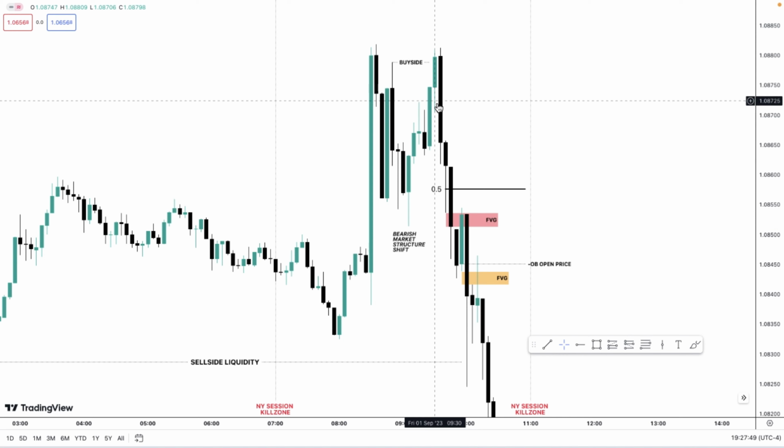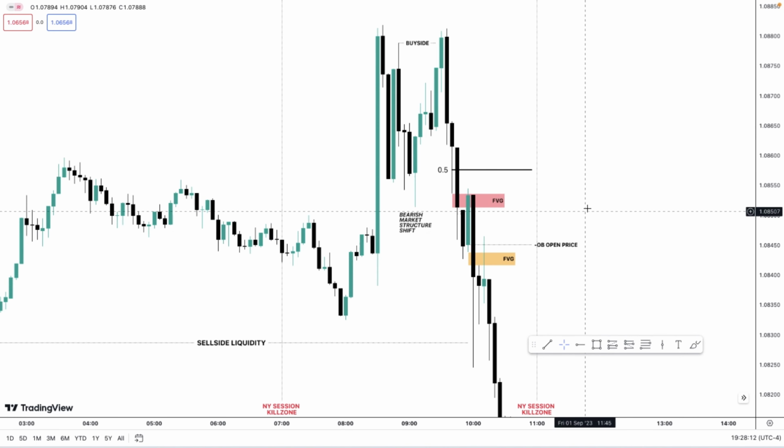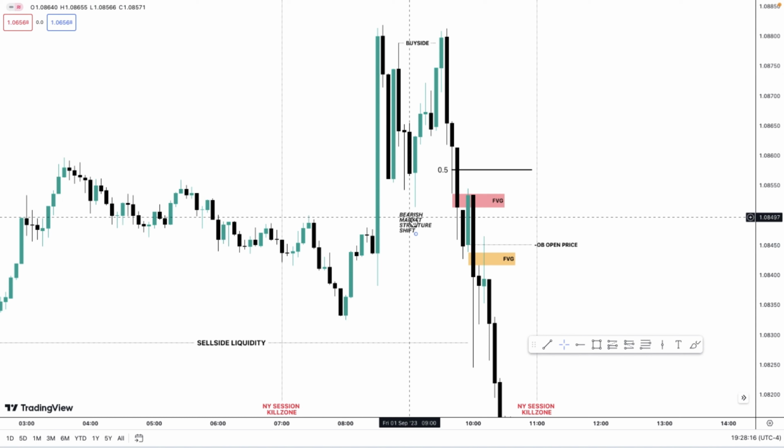When that happens, that's a bearish market structure shift. So it's not a break of structure, it's not a change of character. All that is simplified smart money, which is not real smart money concepts. I want to swear on this channel. So we have this bearish market structure shift.